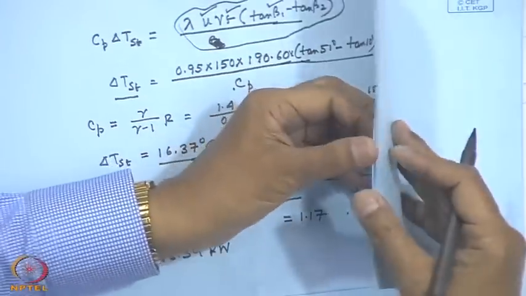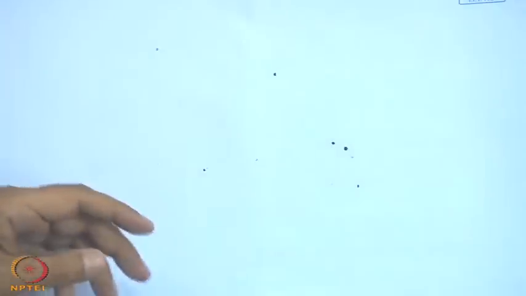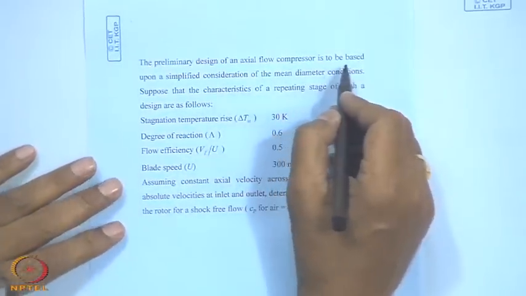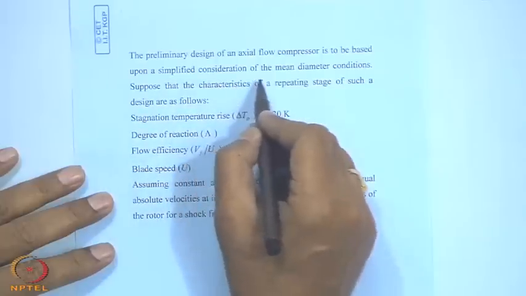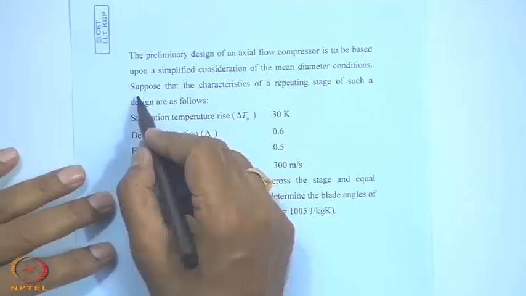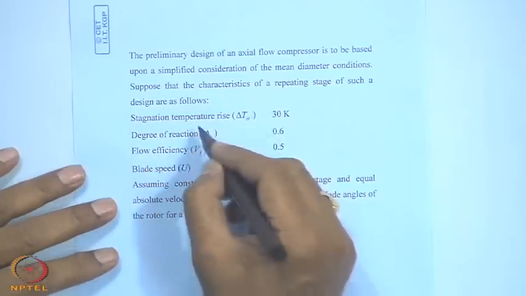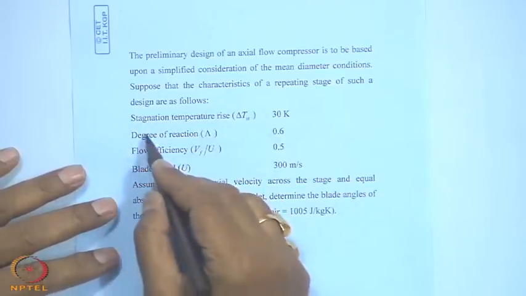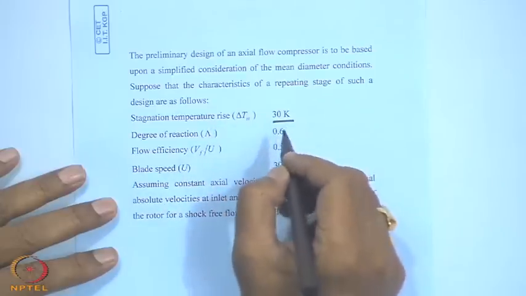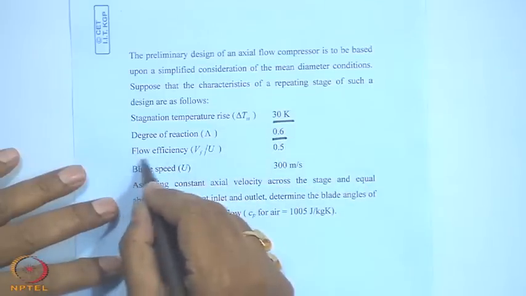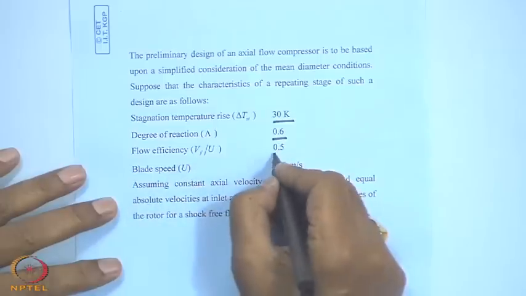Next, another problem, where you will get some idea about the degree of reaction. The problem is this. The preliminary design of an axial flow compressor is to be based upon a simplified consideration of the mean diameter conditions. Suppose that the characteristics of a repeating stage of such a design are as follows. That means a particular stage, which is repeated for different stages. Stagnation temperature rise is given, that means indirectly the work done on the fluid is given. Degree of reaction is given.